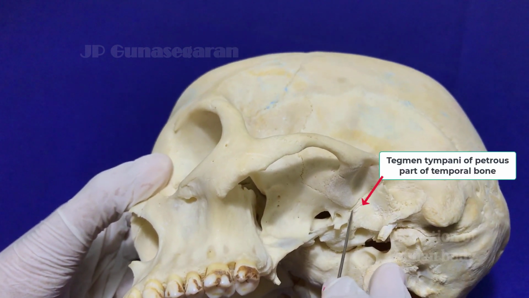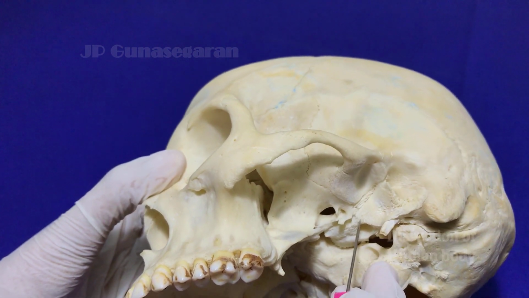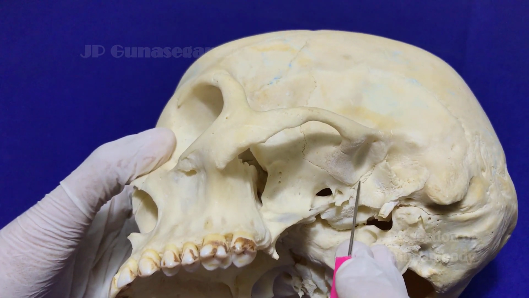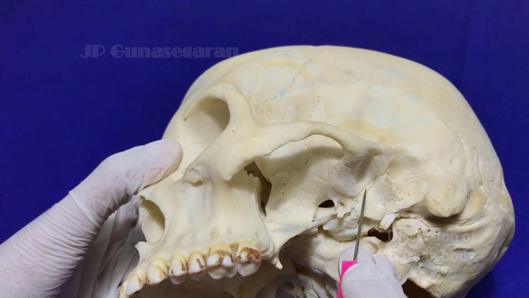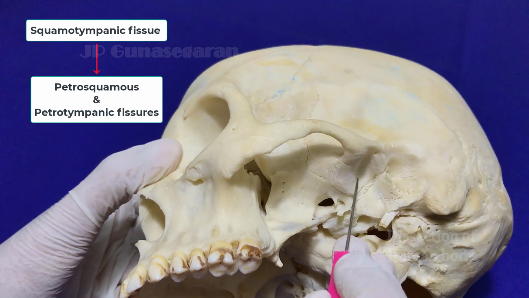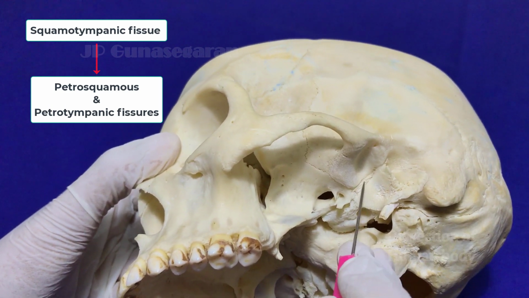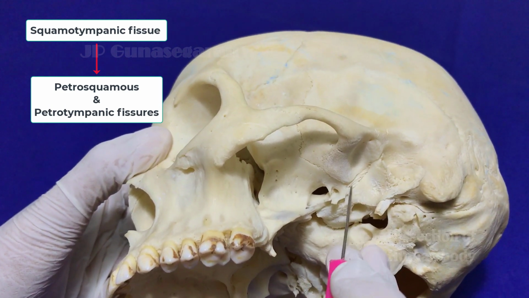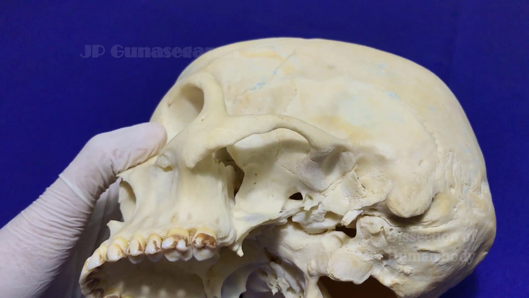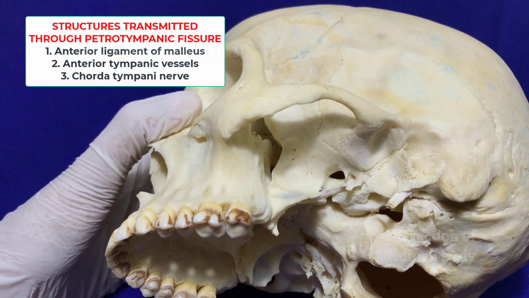This bone is called as tegmen tympani, which is derived from the petrous part of the temporal bone. So this petrous part of the temporal bone, which grows into this fissure, will divide the squamo-tympanic fissure again into two parts. Anteriorly is the petro-squamous fissure, which does not transmit any important structure, and posteriorly we have petro-tympanic fissure. At the medial end of the petro-tympanic fissure, it transmits three structures, namely anterior ligament of malleus, anterior tympanic vessels, and chorda tympani nerve.